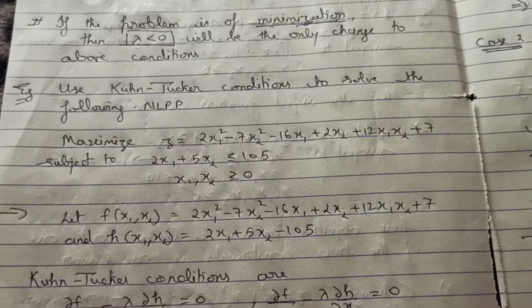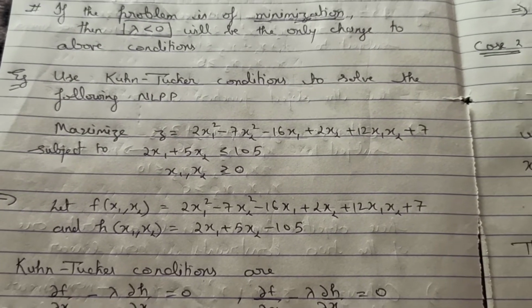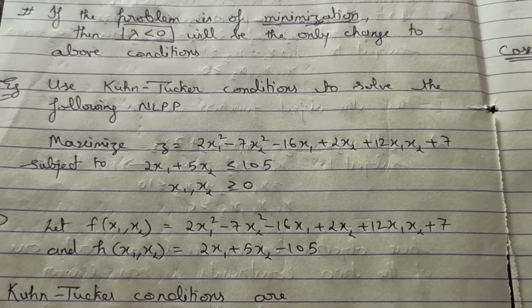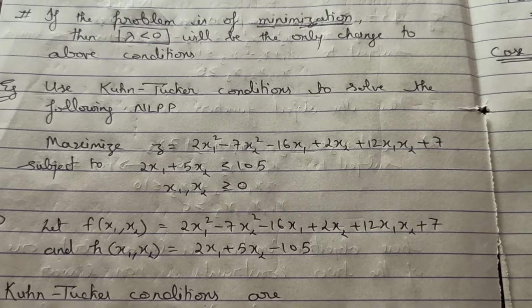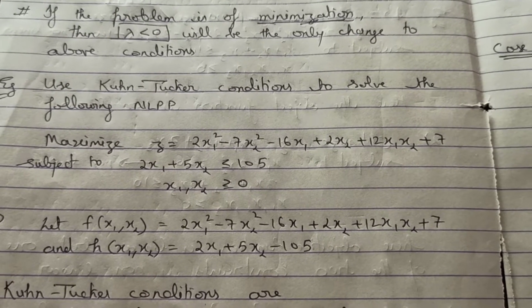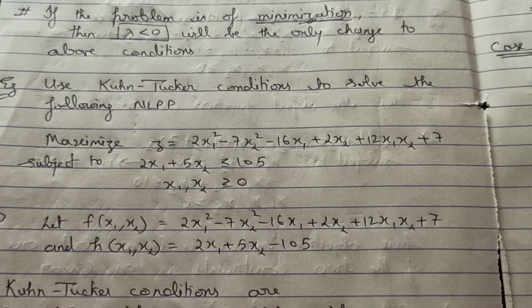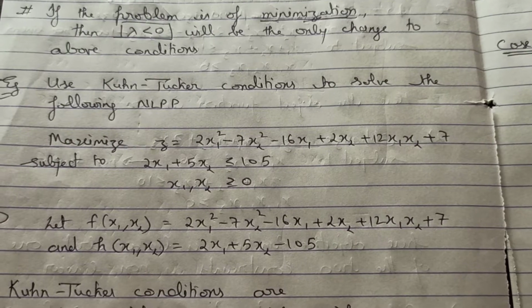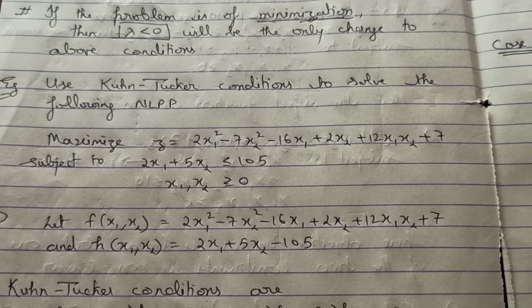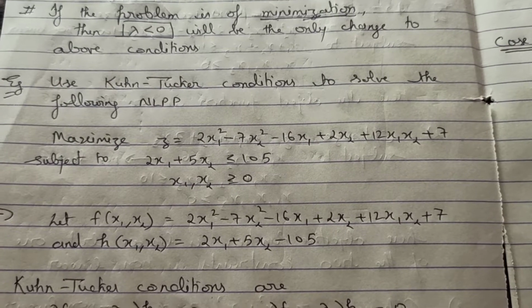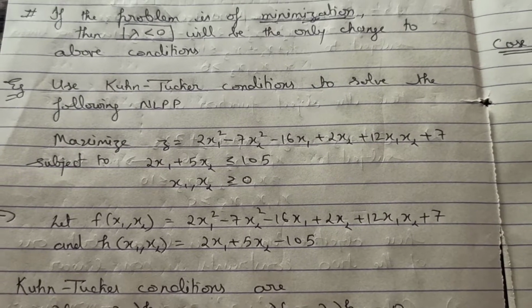Use Kuhn Tucker conditions to solve the following NLPP. Maximize z equals 2x1 square minus 7x2 square minus 16x1 plus 2x2 plus 12x1x2 plus 7, subject to 2x1 plus 5x2 smaller than or equal to 105, x1, x2 greater than or equal to 0.